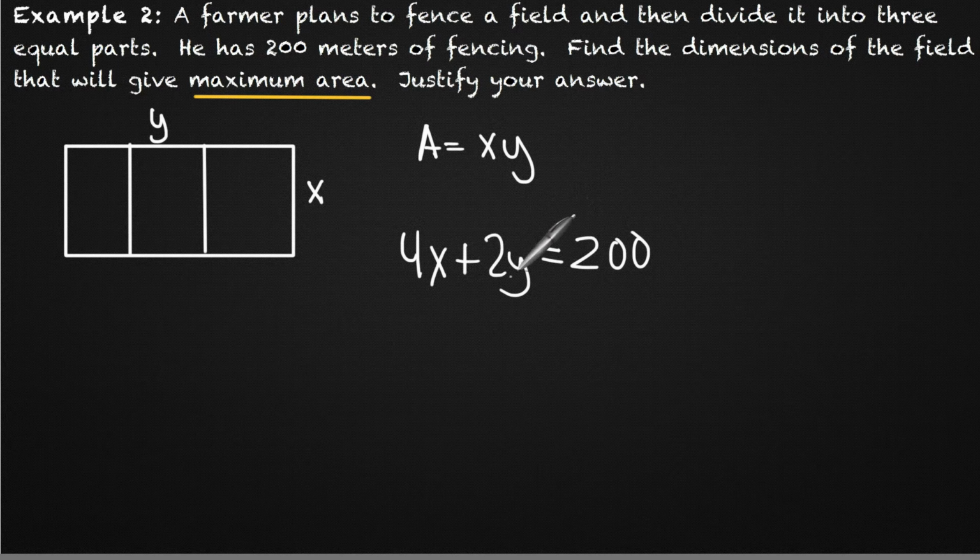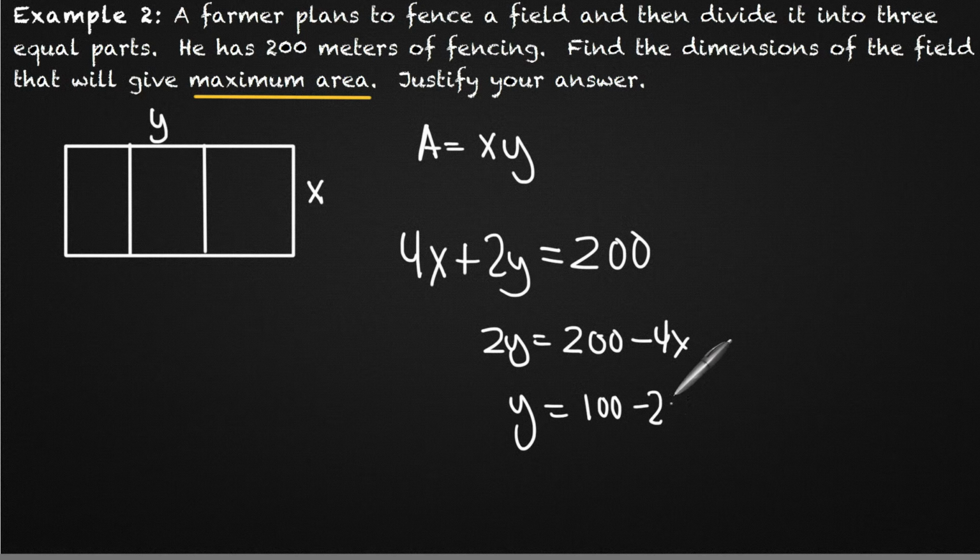So now I have an equation that relates x with y. I can now plug and substitute in. So let's go ahead and work this out. 2y is equal to 200 minus 4x. Divide by 2, so y is equal to 100 minus 2x. Now I can go back and plug this in. So area is equal to x. I'm not going to write y, I'm going to write 100 minus 2x.